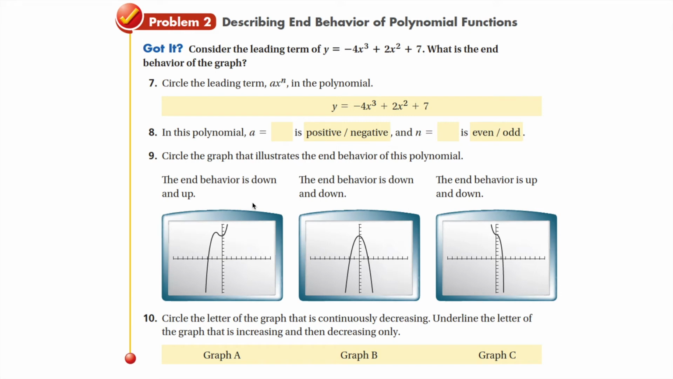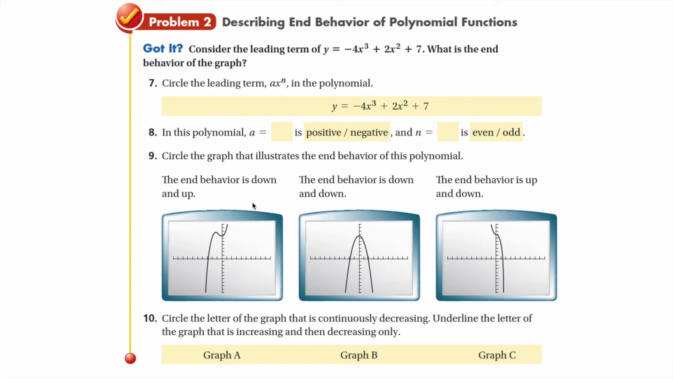Problem 2. Describing the end behavior of a polynomial function. Consider the leading term of y equals negative 4x to the third power plus 2x squared plus 7. What is the end behavior of the graph? And can you circle the leading term of the ax raised to the n in the polynomial function?